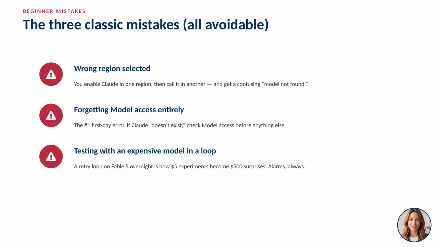And mistake 3, testing with an expensive model inside a retry loop. A buggy loop hammering Fable 5 overnight is how $5 experiments become $500 surprises. That billing alarm from the last slide? That's your safety net. Set it first.